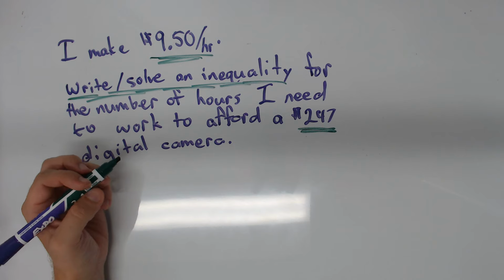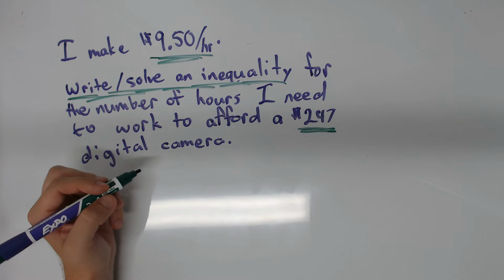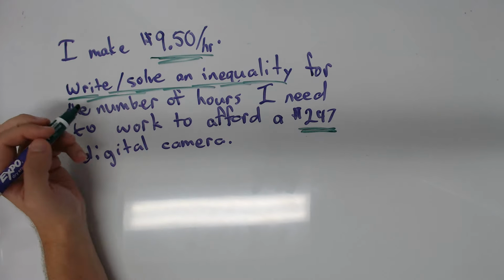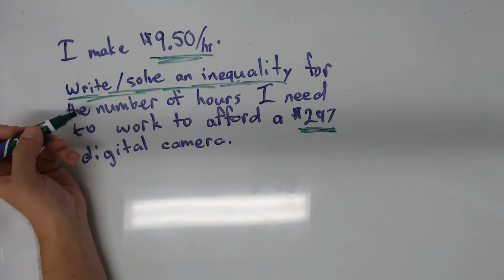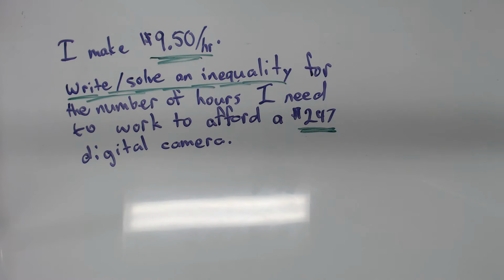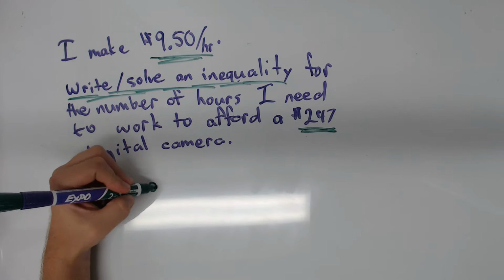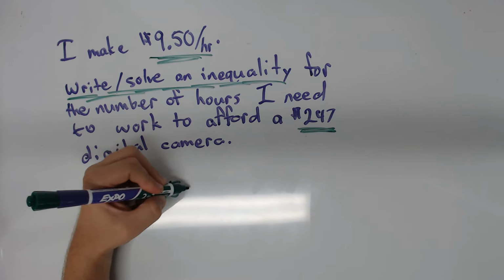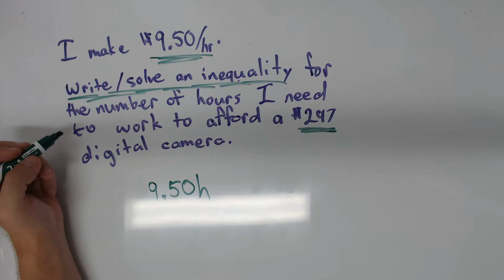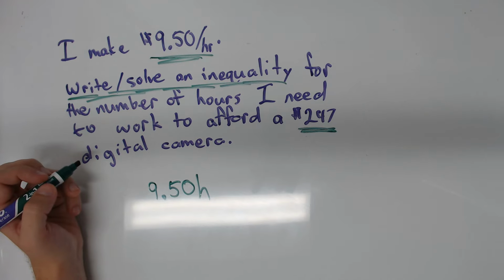So $9.50 per hour for a certain number of hours. Whenever we see that word per, we know it's like each amount of time or each time we buy something, so that each idea is usually going to have a variable with it. So hopefully it makes sense to you why I would write 9.50 times h. H is the number of hours I work, so $9.50 times that number of hours.